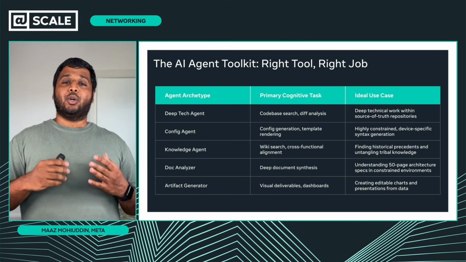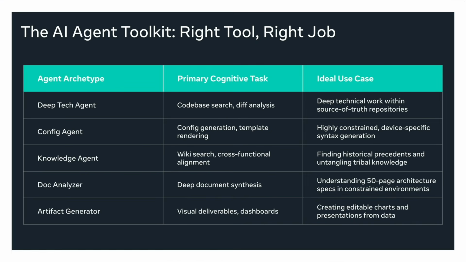Under the hood, it's not one agent. It's a bunch of specialists all working together, each agent married to the right task. We have a deep tech agent that searches our code repositories. We have one that renders config at the end. We have one that reads wikis. And we have one that can digest large PDFs and diagrams into something that's usable by the other agents. And then we have one that generates pretty pictures and dashboards and the final topology, the final artifact.